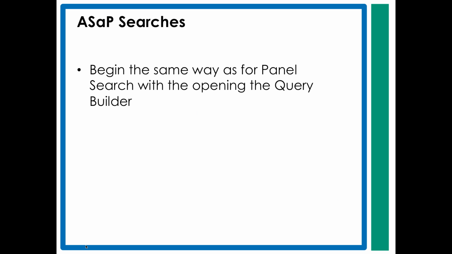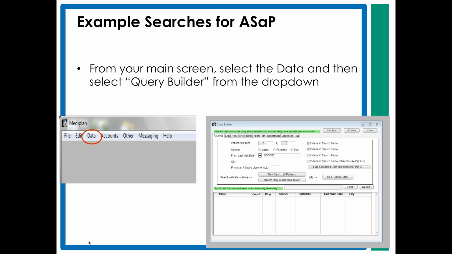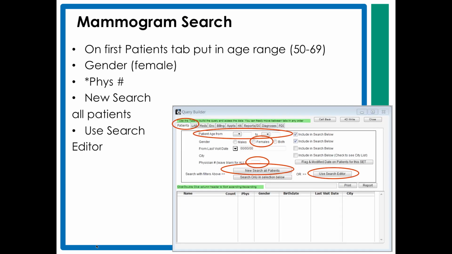So that is the panel search, and now I'm going to take us through in detail. I think I picked the mammography search to take us through in a little bit more gory detail, and then I'll just show a few fields on how to do some of the other searches that we figured out. We start the same way as we did for the panel search, pulling up the query builder from the drop-down menu.